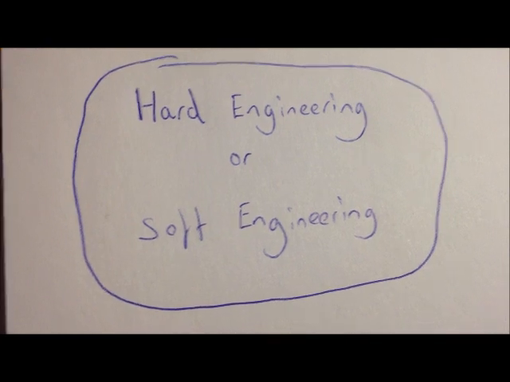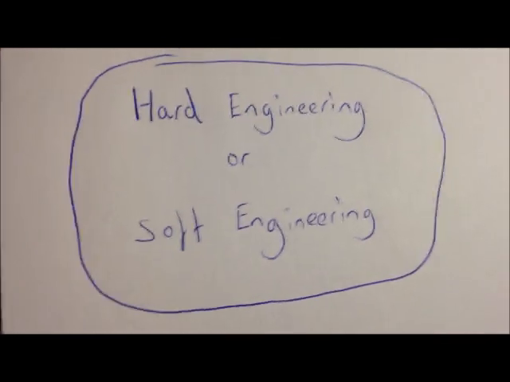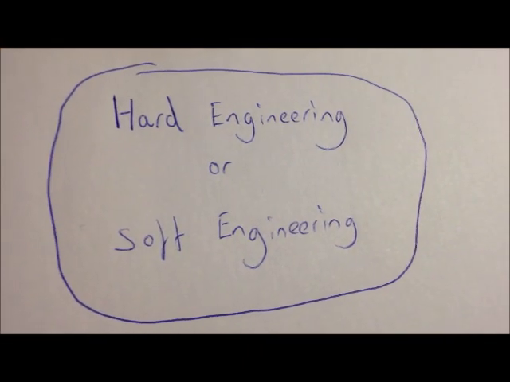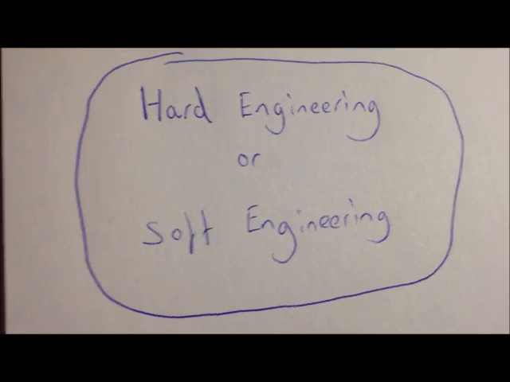Hard engineering mainly involves changing the course of the river, making it less likely to flood. However, soft engineering is allowing the flood to happen, but just reducing its effect.